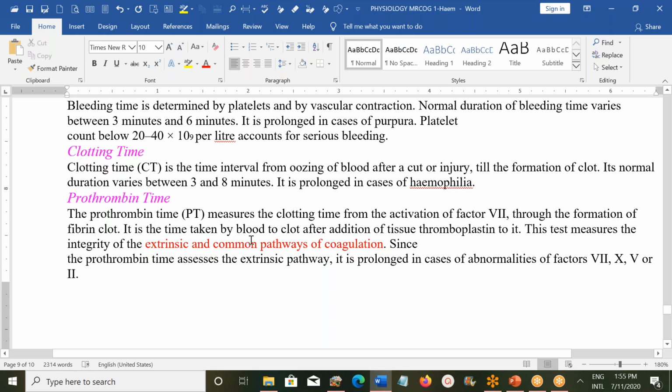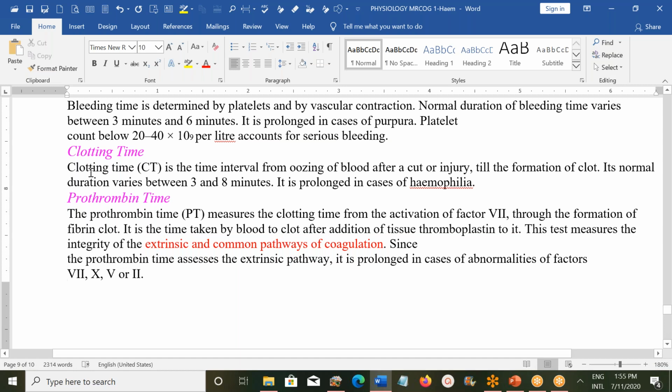It is the time taken by the blood to clot after addition of tissue thromboplastin to it. This is a lab test. This test measures the integrity of the extrinsic and the common pathway of coagulation. Since the prothrombin time assesses the extrinsic pathway, it will be prolonged in cases of abnormalities of factor 8, 10, 5 or factor 2. So the PT is going to measure the activity of these factors.